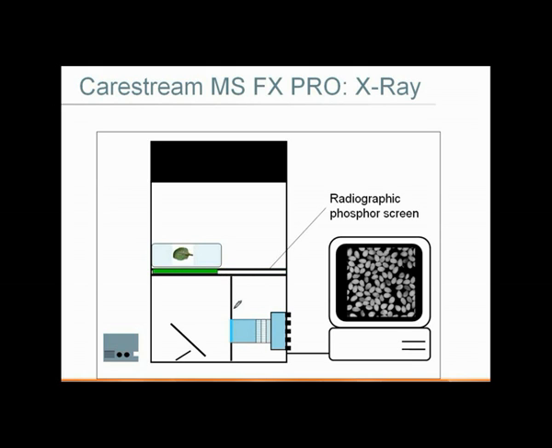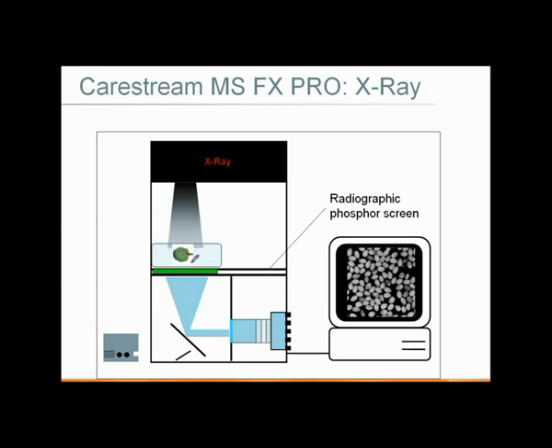So the radiographic phosphor screen slides underneath the system. The microfocus X-ray head turns on and illuminates the sample. The phosphor screen then kicks off visible light. The camera then detects and quantifies that light just as we had in our other systems.